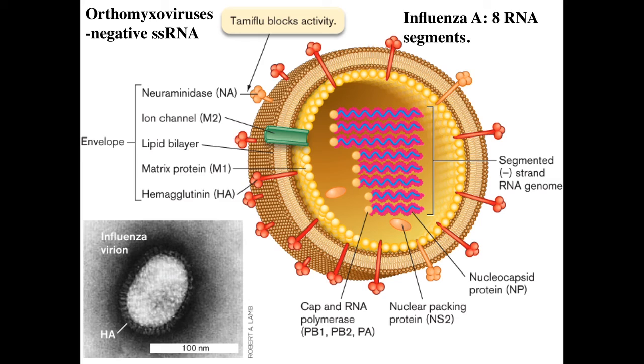The other major glycoprotein that studs this outer lipid bilayer is the neuraminidase. We'll talk about this. The neuraminidase, you can tell from that name, is an enzyme ending with ASE. This is an enzyme that has the ability to cleave hemagglutinin away from its receptor, and we'll talk about the importance of that.